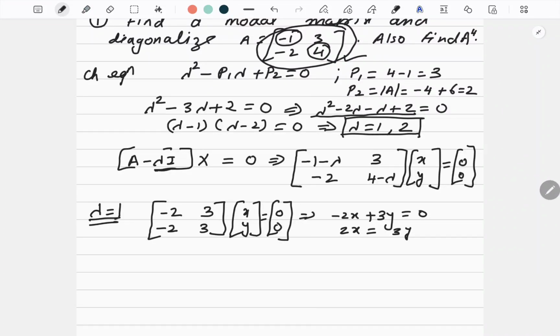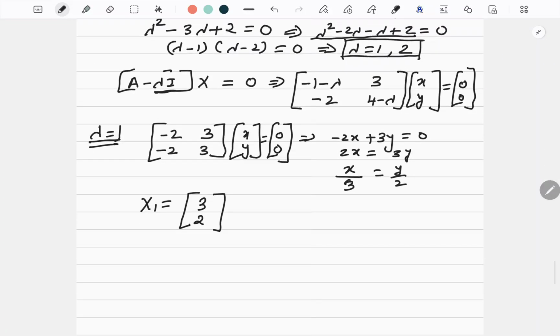Now, what should you do? You should divide both sides by the LCM of these two numbers. Actually, I just want the coefficient in the numerator to be 1. So, the best idea is to divide by the LCM. So, what is the LCM of 2 and 3? 6. So, divide both sides by 6. This will become x by 3 and this will become y by 2. So, what is the eigenvector? The first eigenvector is 3, 2. Correct?